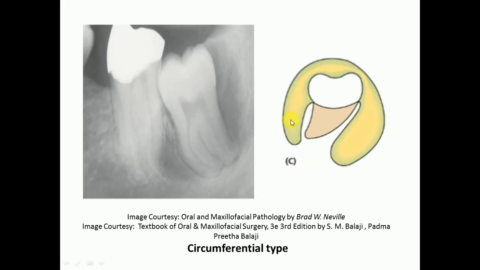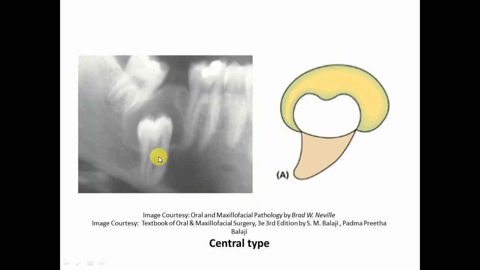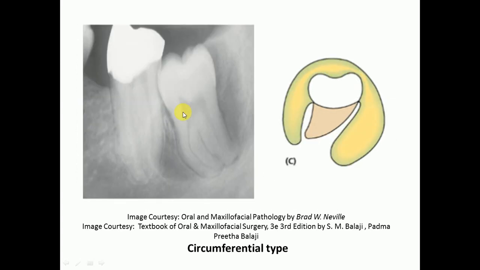This is the third one. Here you can see it surrounds the crown as well as the roots, and here you can see the radiolucency. One thing that is common in all these three radiographs is that all three teeth are impacted. This is somewhat distoangular impaction, this is mesoangular, and this is vertical, or you can say mesoangular impaction.